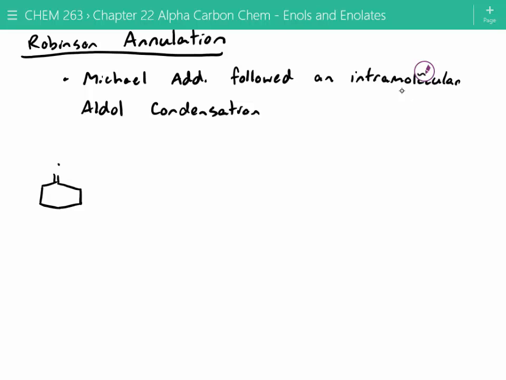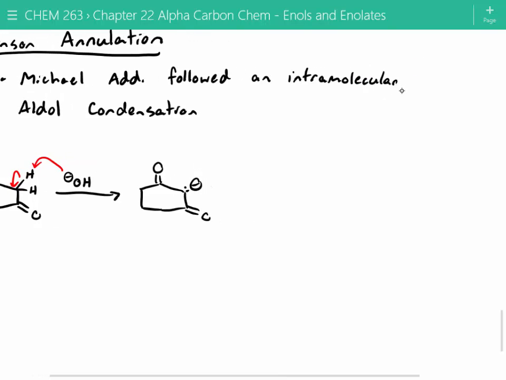So we're going to take this ketone and we're going to react it with sodium hydroxide. And we've got these really acidic alpha protons, right? So we can form a highly stabilized enolate and make our Michael donor. So now we've got our Michael donor. We need a Michael acceptor in order to do our Michael addition.